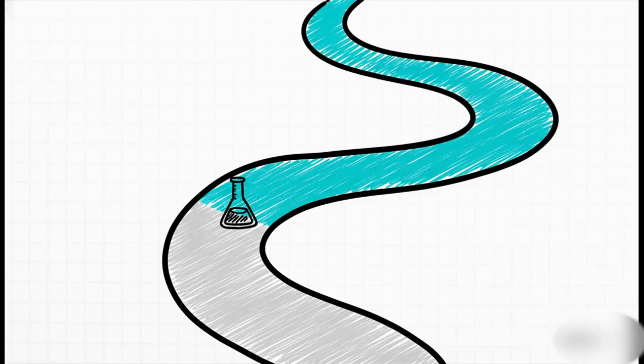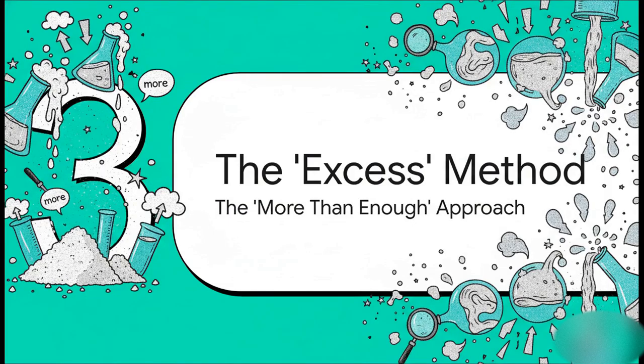Okay, so we've got our map. Let's head down the first path. For the next little bit, we're going to work on the assumption that the salt we want to make is soluble in water. All right, our first technique for making these soluble salts is the excess method. I like to call it the more than enough approach, and you'll see why in just a sec. It is absolutely brilliant in its simplicity.